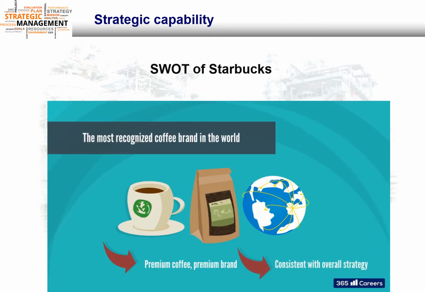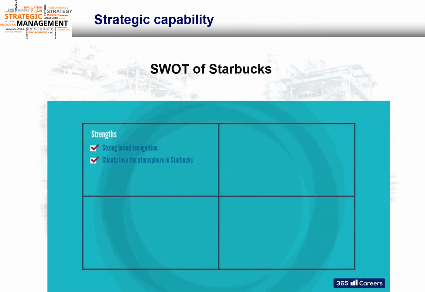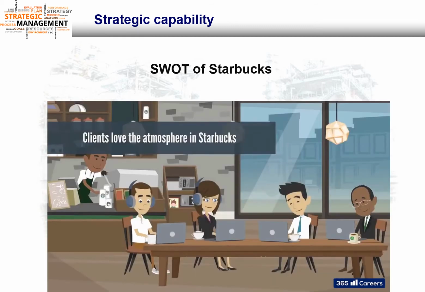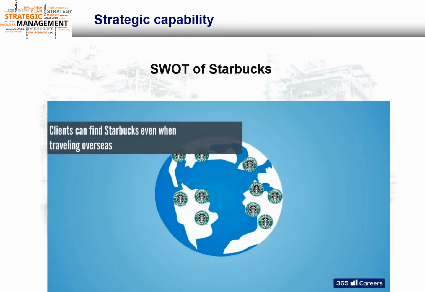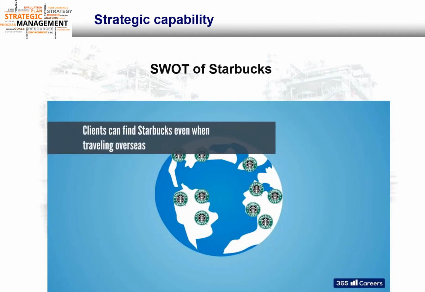pricing. Clients have expressed they love the atmosphere in Starbucks coffee houses. They can use free Wi-Fi and enjoy the coffee drinking experience to the fullest. The company owns thousands of outlets around the world, and its clients can find it even when traveling overseas. That's a strong advantage, as it ensures loyal clients can remain such even overseas.